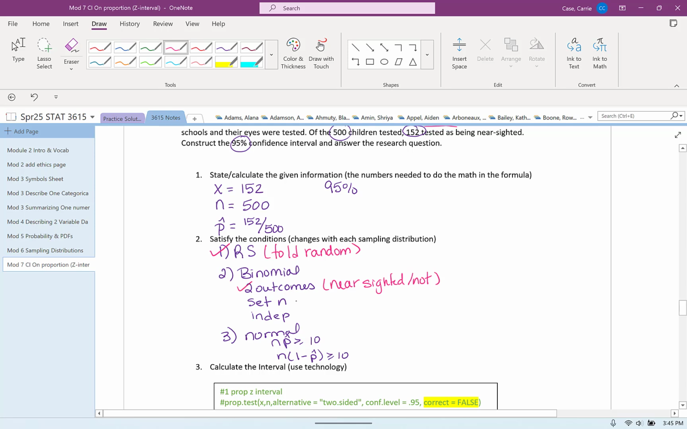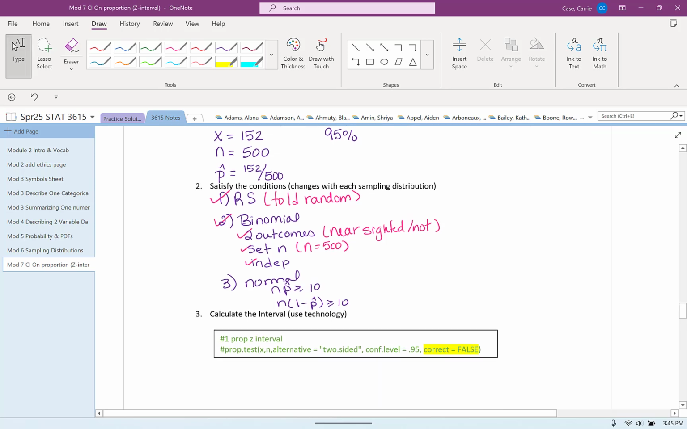We have a set N. We know that N is 500 for this particular example, so that's met. And it's independent. 500 children compared to all the children in the United States, definitely small, so that would be independent. And so we met the binomial condition.